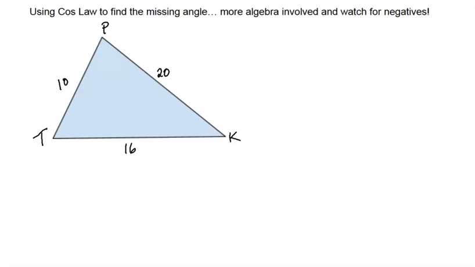Everybody, welcome to part 2 of the cosine law. We're trying to find a missing angle when you're given all three sides, which is very important. You have to have all three.